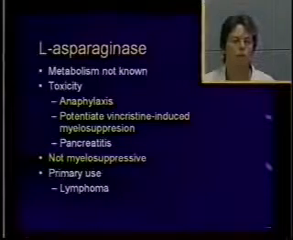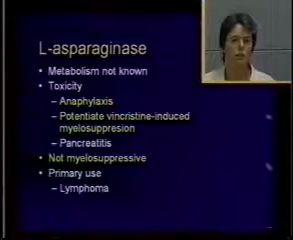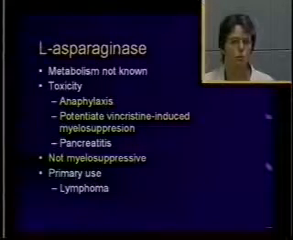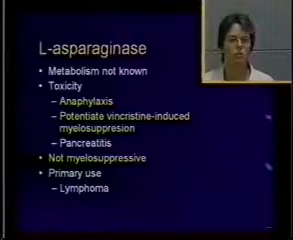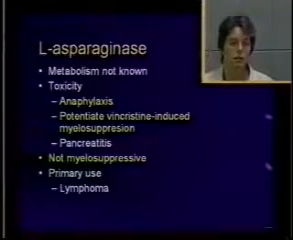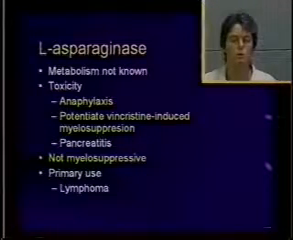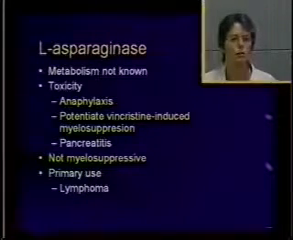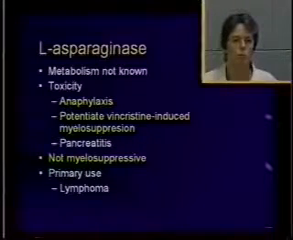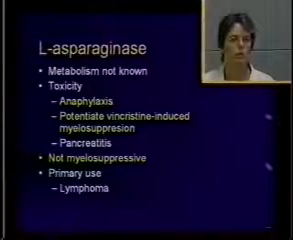It is not myelosuppressive. It's one of the few chemotherapy drugs other than the glucocorticoids that do not cause bone marrow suppression. Because of this, we will sometimes use it in animals that have low white blood cell counts, that we're too concerned to give a normal chemotherapy agent that might drop their white count even further. So we will use L-asparaginase in that case to at least give them some chemotherapy, even though we can't give them the drug that we'd like to.